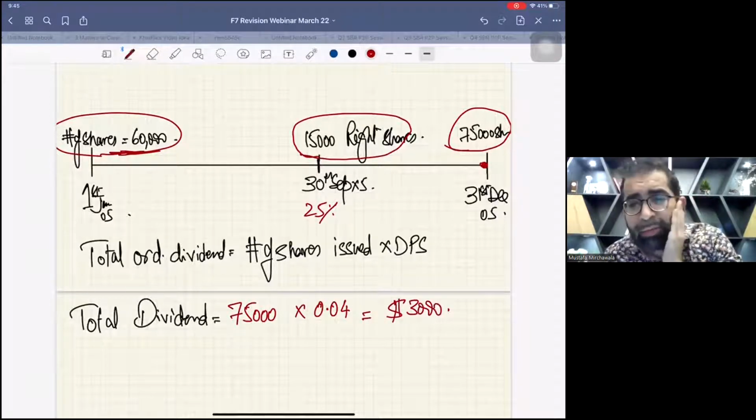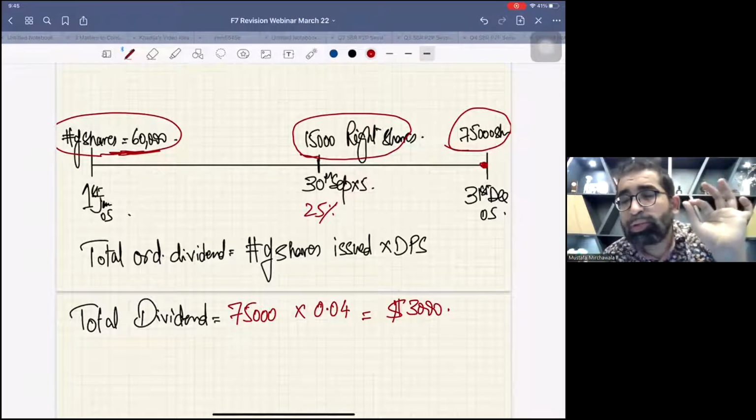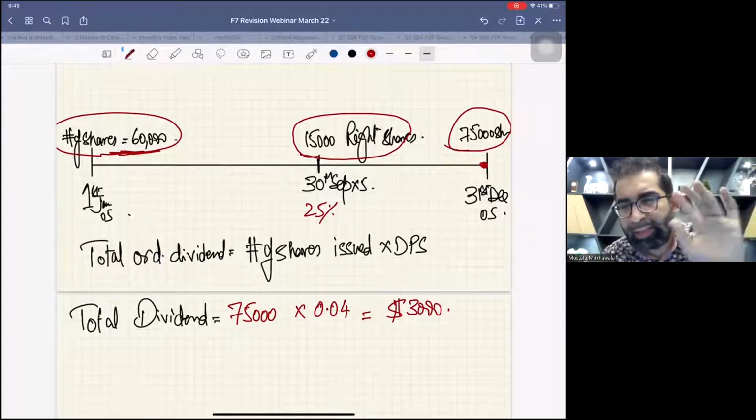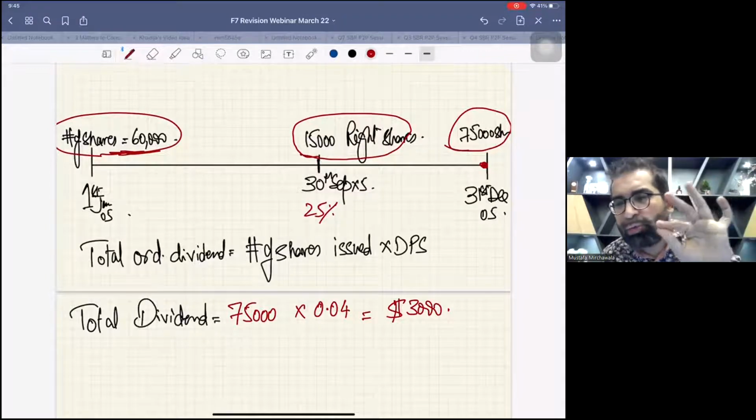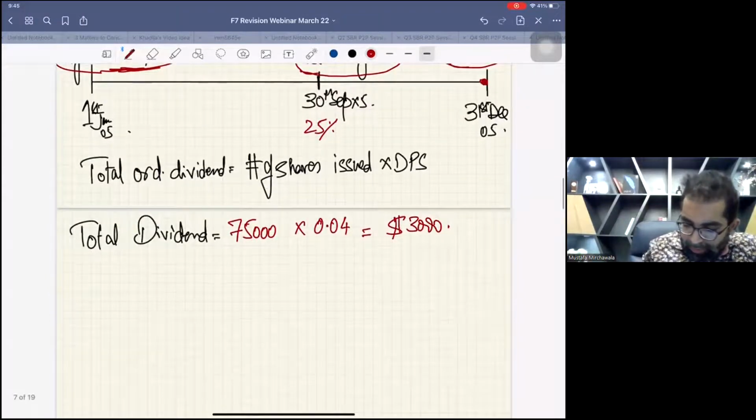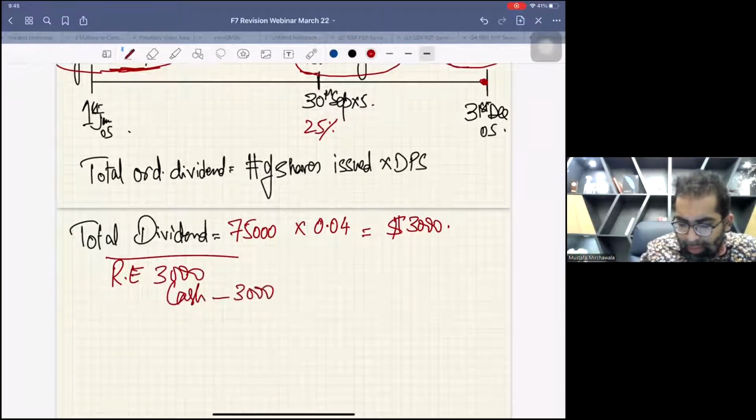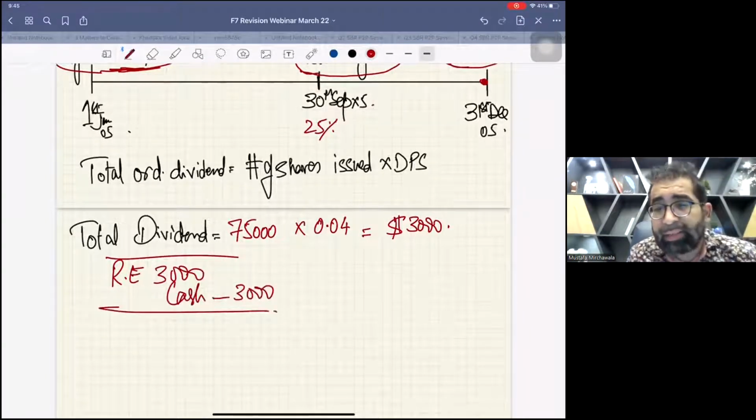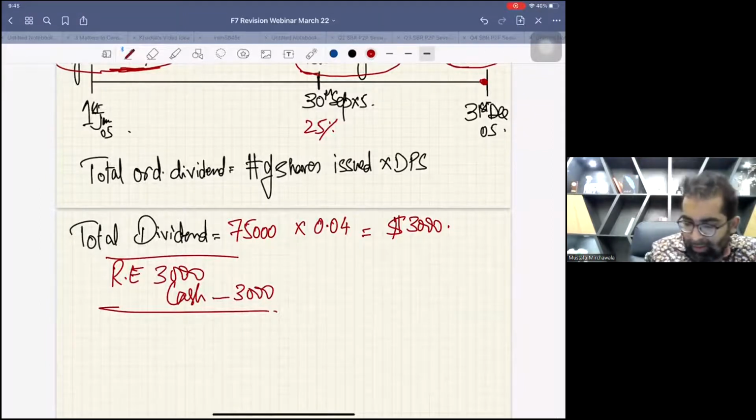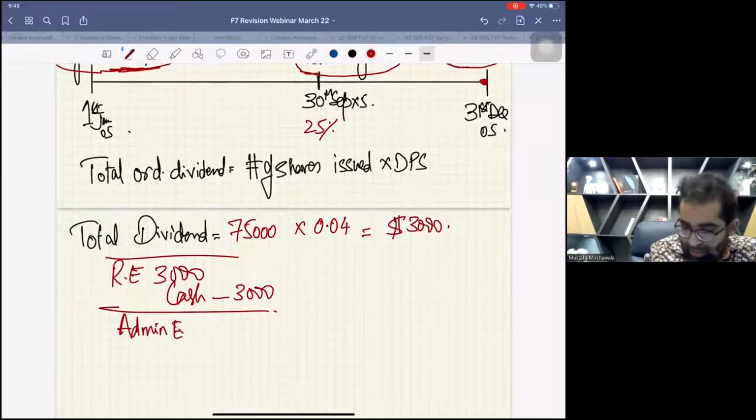Now, can you tell me what should be the entries? Just for those students who love the entries, I'm making entries for them. Otherwise, those who don't like entries, please don't follow. The entry should be this: retained earnings debit 3,000 and cash or bank credit 3,000. But what entry did these people make? They made this entry: admin expense debit 3,000 and cash credit 3,000.